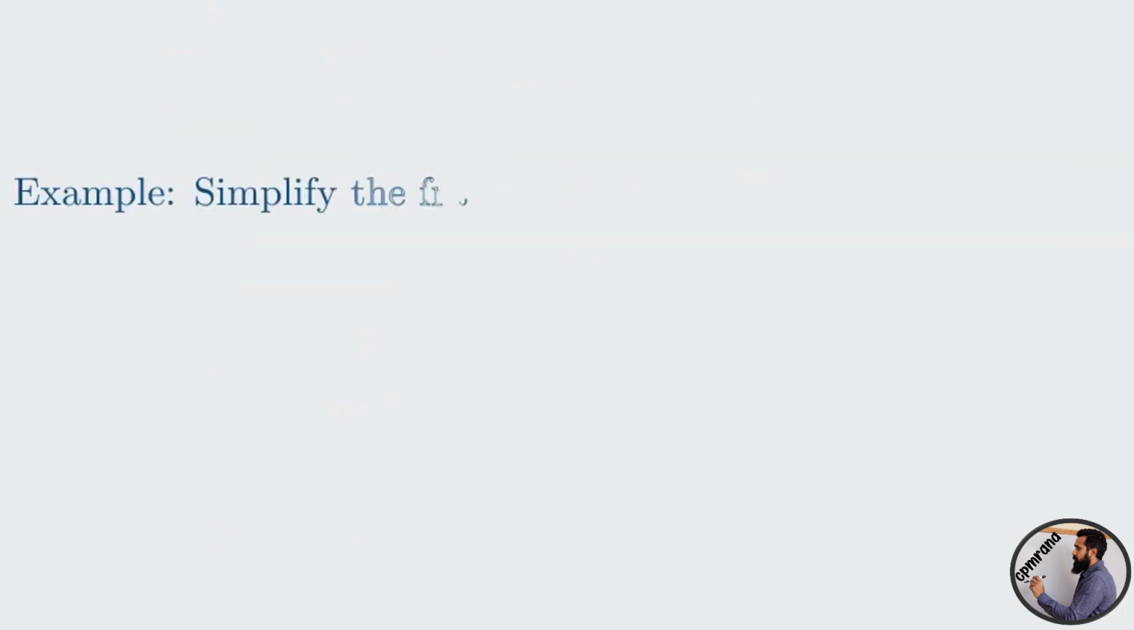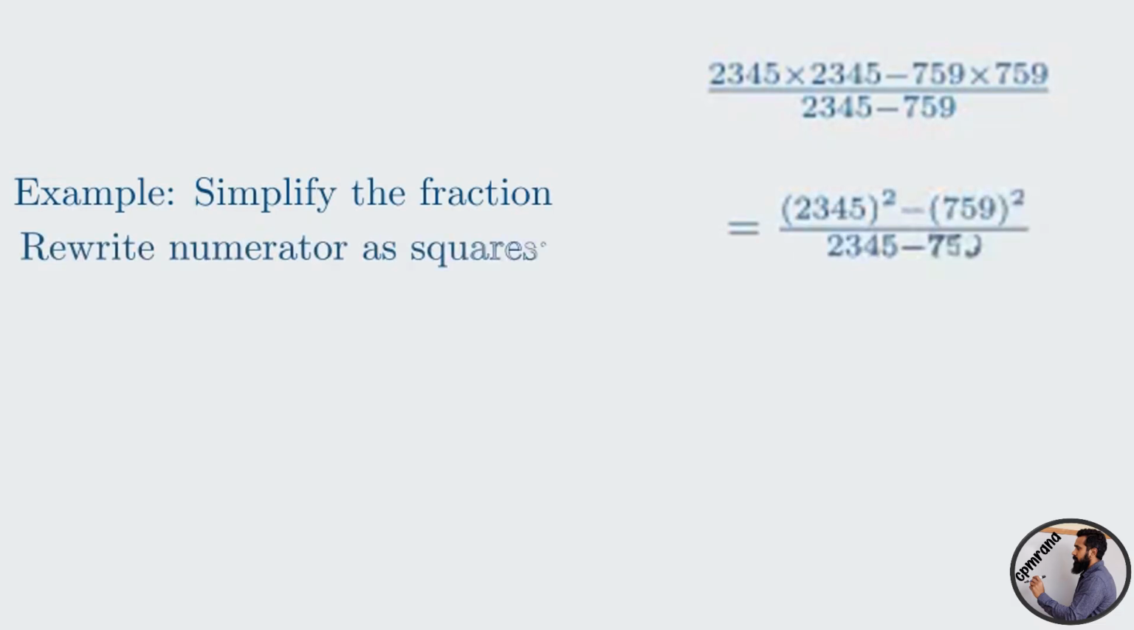Now, let us look at a different kind of simplification involving a fraction. This utilizes the difference of squares identity. We have the numerator as 2,345 times 2,345 minus 759 times 759, and the denominator as 2,345 minus 759. First, we can rewrite the terms in the numerator as squares.